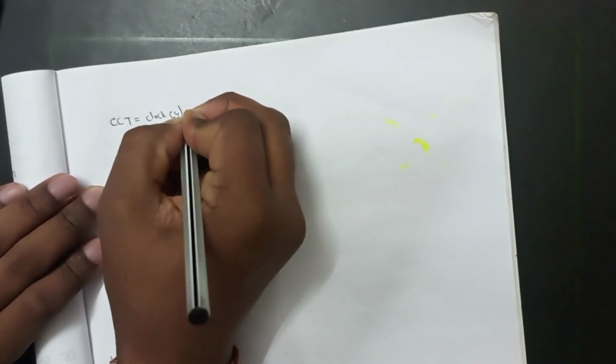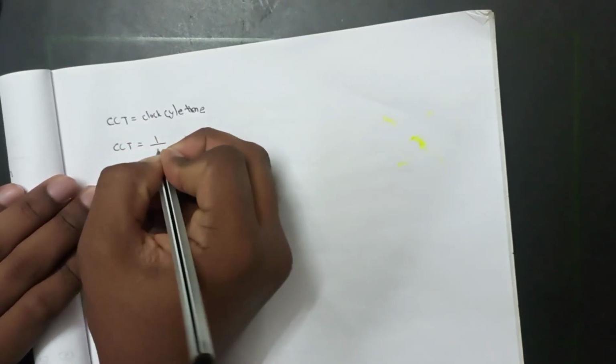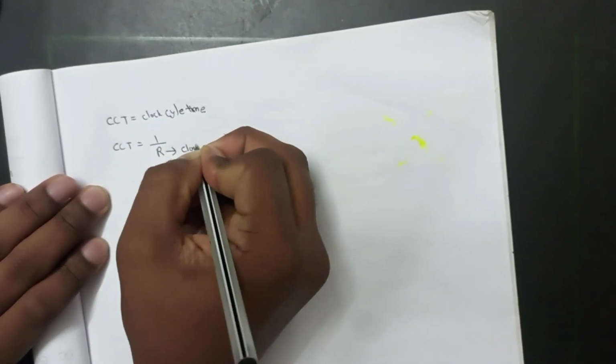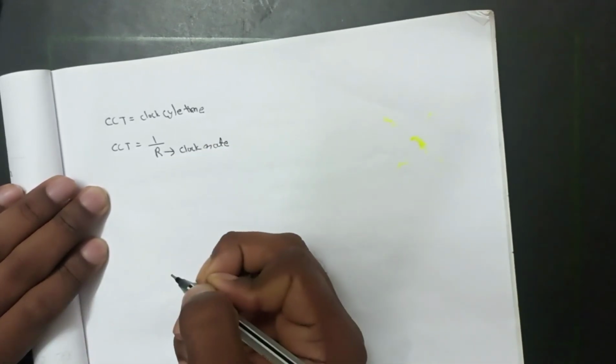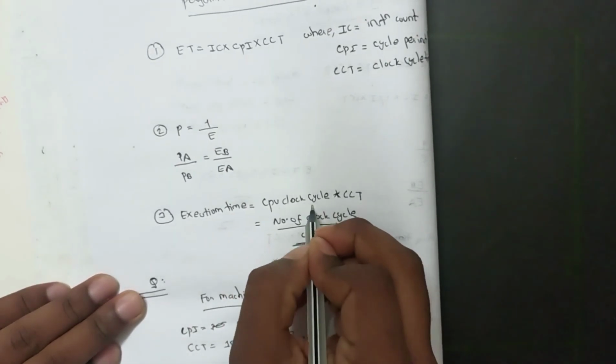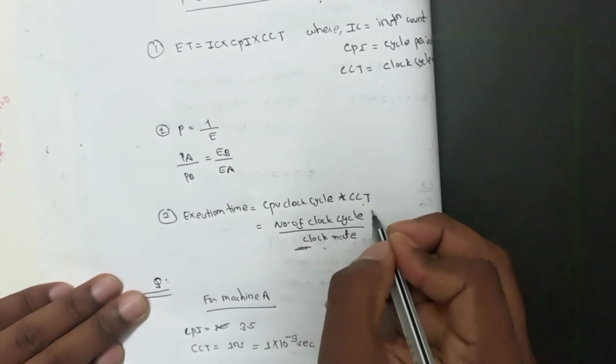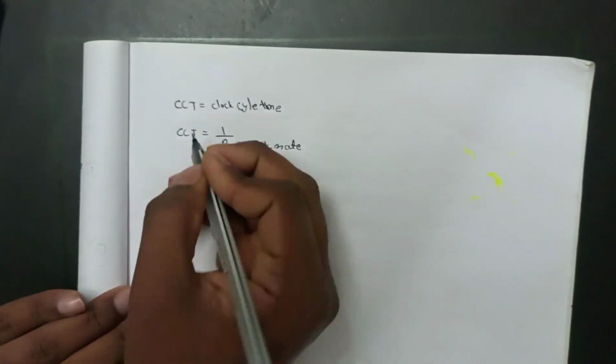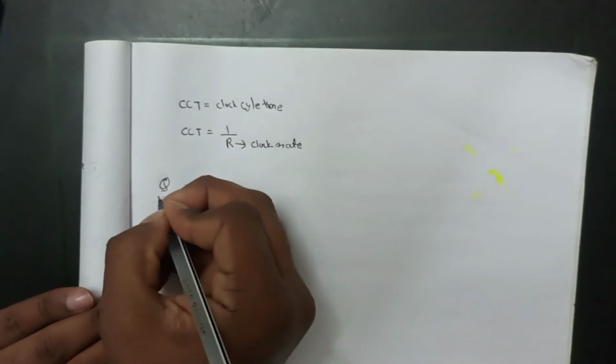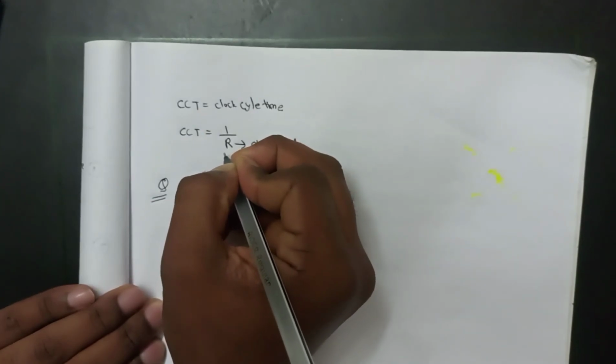Let's solve another question. Before solving it, we know that CCT is clock cycle time, and there is one more formula where CCT is equal to 1 by R, where R is the clock rate. In the previous video, I told you that the formula of execution time is CPU clock cycles into CCT, where I have changed the CCT into the clock rate. It means CCT is equal to 1 by R. Let's solve one question by using CCT equals 1 by R.